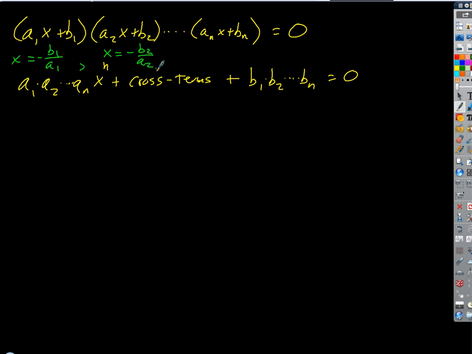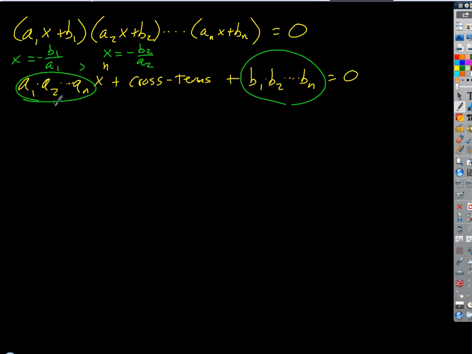Etc. Right? Aren't all of those zeros going to be rational numbers where the numerator is a factor of the constant and the denominator is a factor of the leading coefficient? So the rational root theorem works, right?